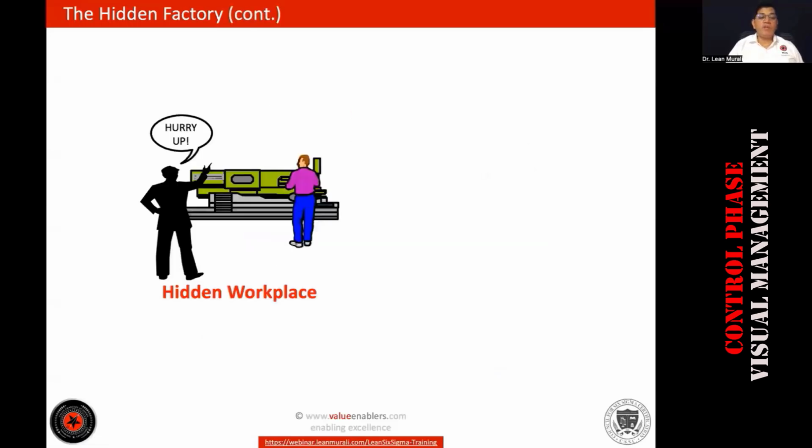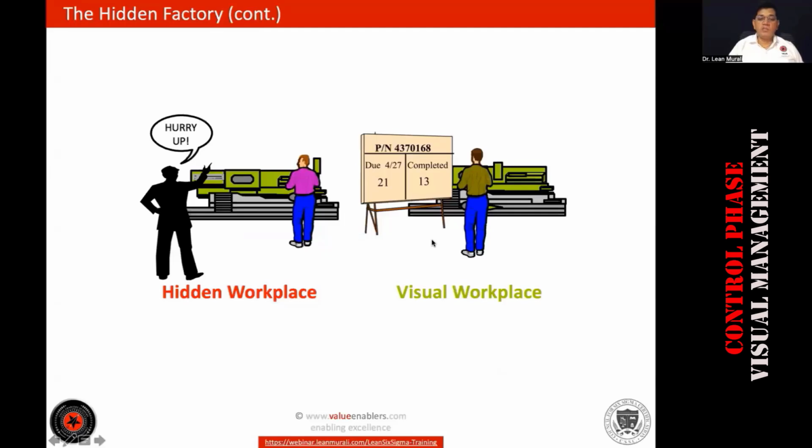So in the hidden factory, when nothing is seen, people are pushed to do faster. Hurry up, hurry up, hurry up, hurry up. How many of you can relate to this? Okay. Whereas in a visual workplace, people work smoothly without any issues. Right?